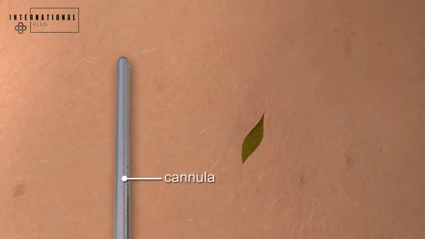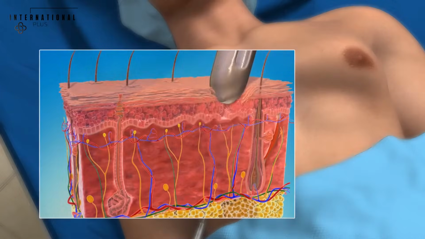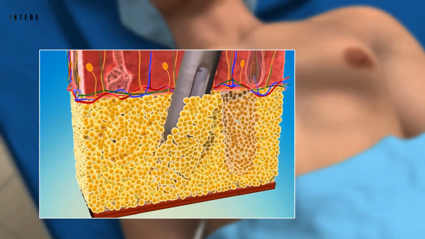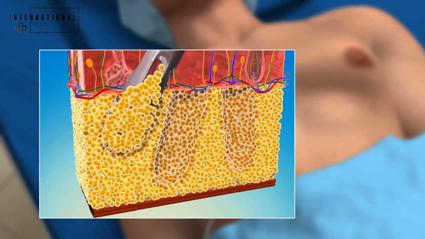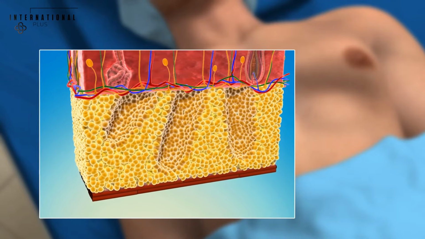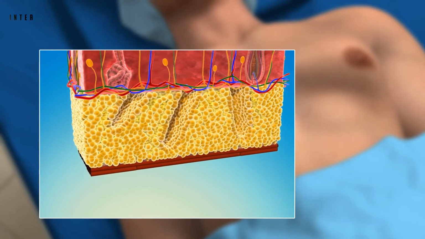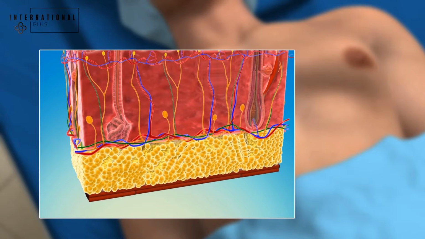Next, a cannula is inserted, and small tunnels are created in the fat layer, removing the fat with gentle suction. The tunnels will collapse over the next few weeks, resulting in new chest contours. For more information on the liposuction procedure, please view our liposuction animation.